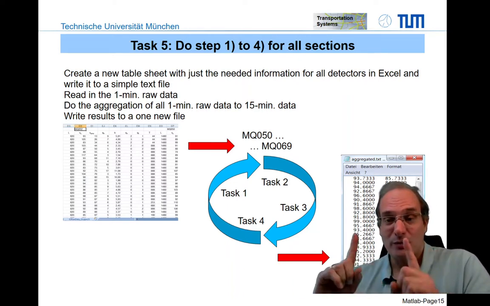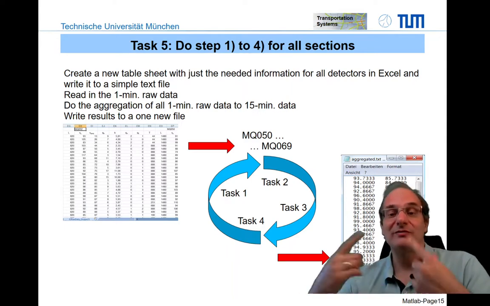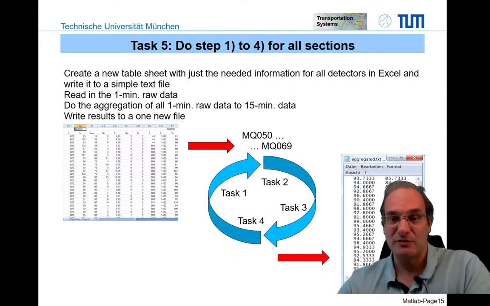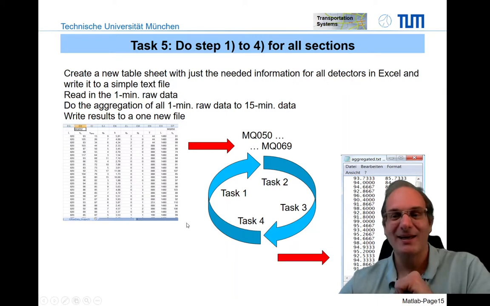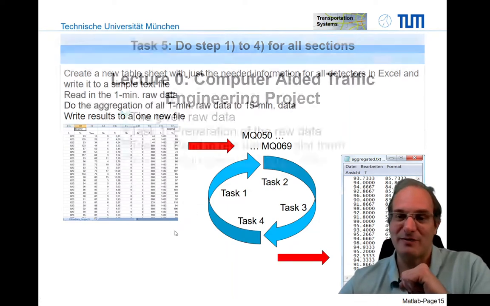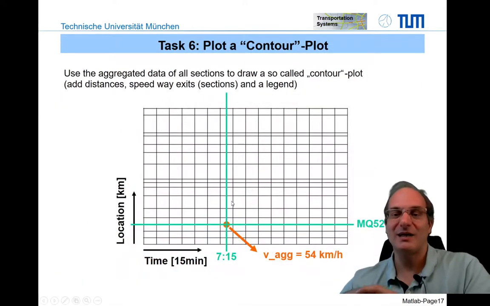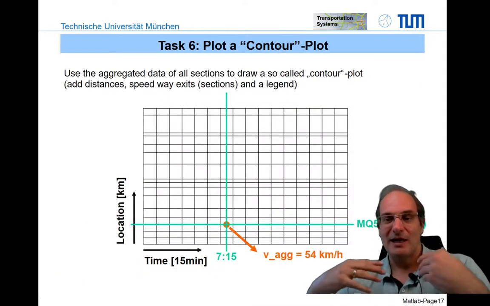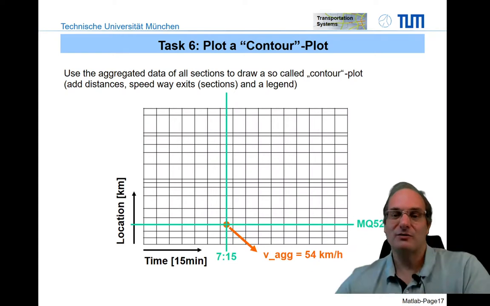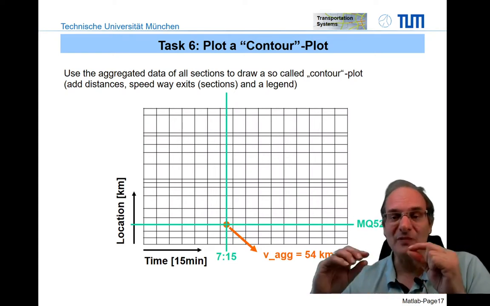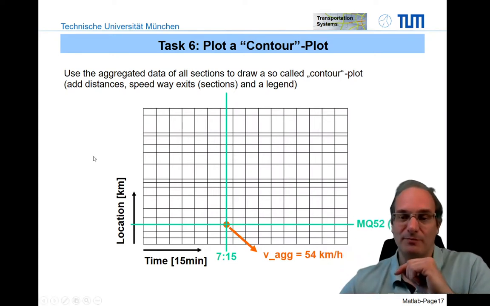In our case, we will have 19 sensors, so you have to run this 19 times. And of course, we store it again in our new intermediate file. And finally, we want to do a nice contour plot. In Matlab, it's called pcolor plot or color plot.